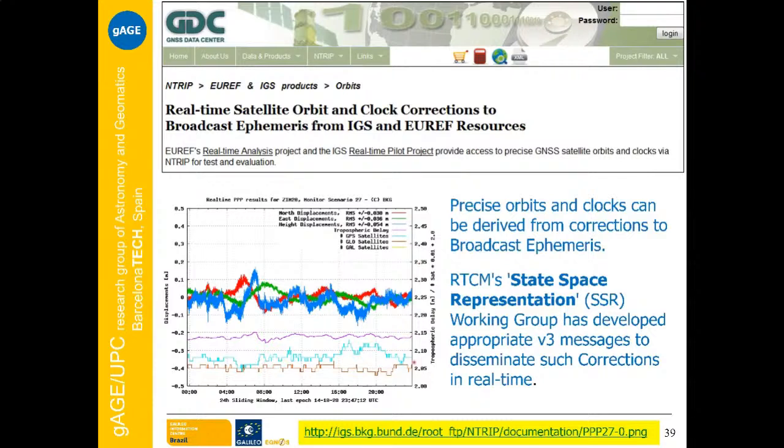Here we have a plot illustrating the performance. These orbits and clocks are broadcast in the RTCM format using what is named state space representation, where these components of the error are split independently.